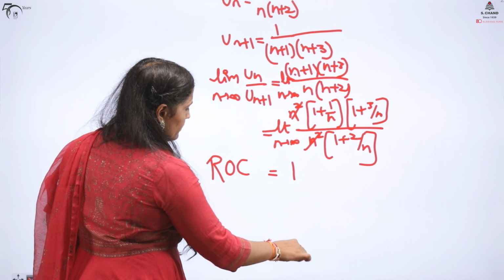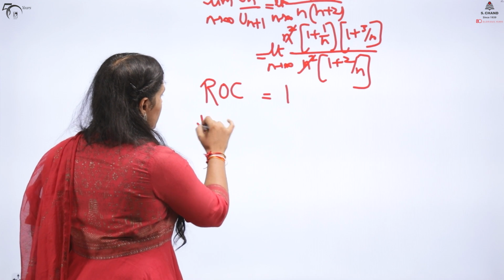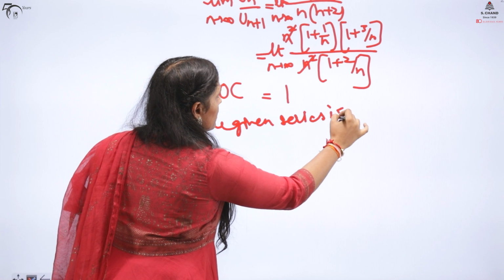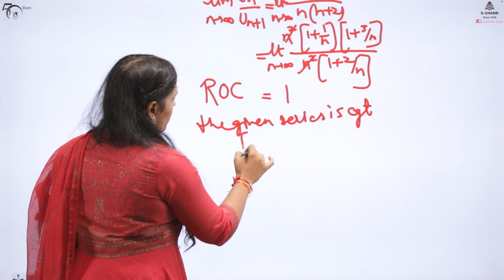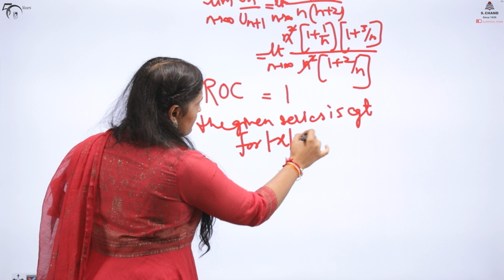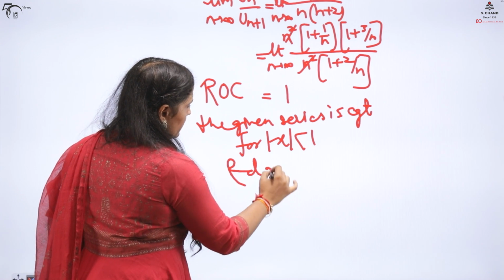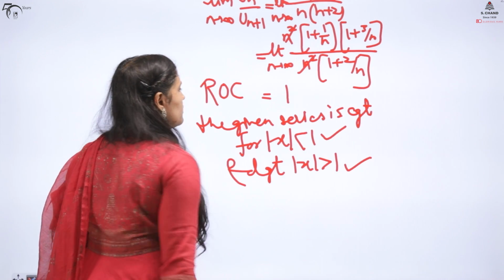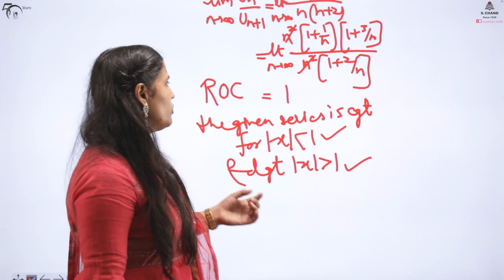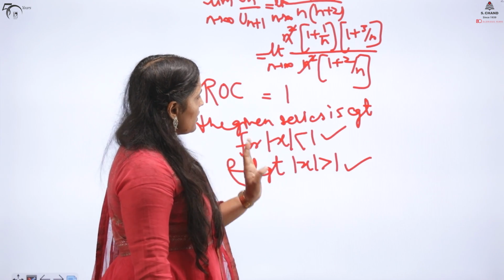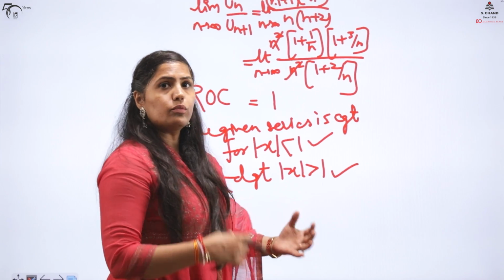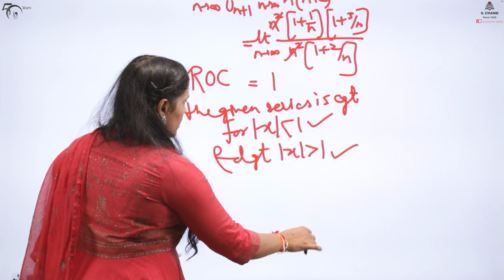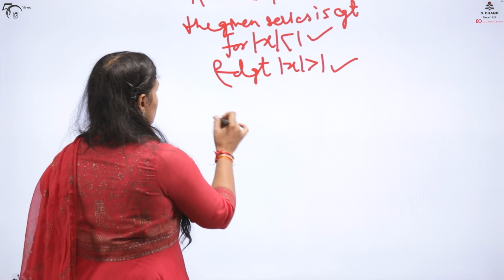What does it mean? It means this given series is convergent for mod x less than 1, and divergent for mod x greater than 1. This is the assurance we get from the radius of convergence. What about when x is 1? Let us discuss that case also.